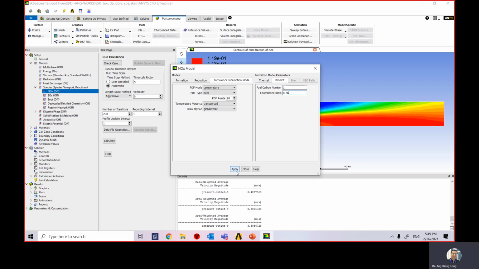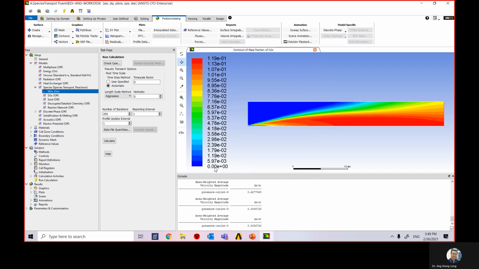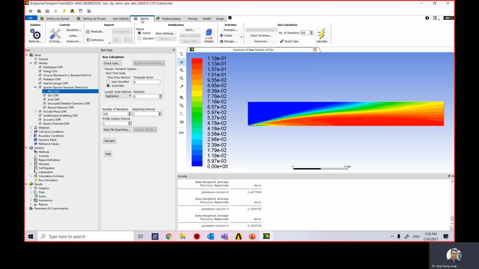Then after that, we will apply to accept all the changes, then close it. Then we will enable the calculation of the NO species only and the temperature variance. So how do we enable the calculation for only NO species and temperature variance? We go to solving, then control, and there's an equation there. Okay, solving, control, equation.